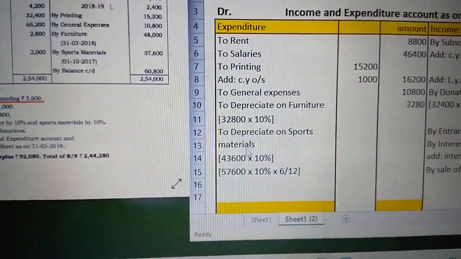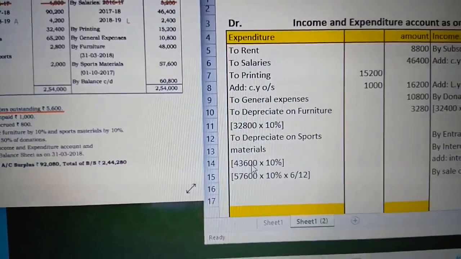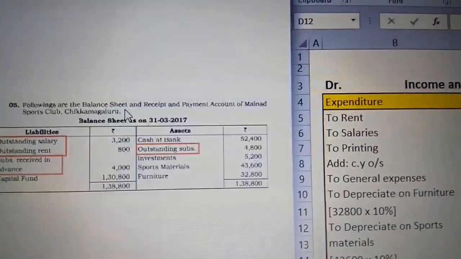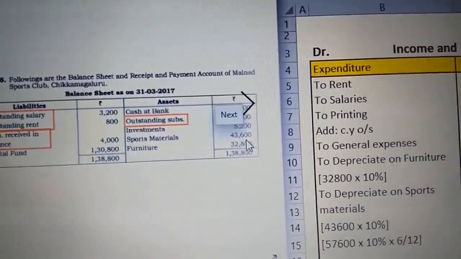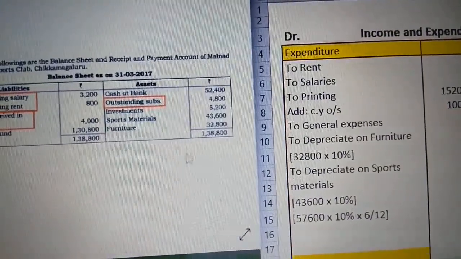Next, you have sports material, depreciation on sports material. So this is the step I have taken. Opening balance, just observe the question once. Let me show you people. Sports material opening balance is 43,600. I've taken 43,600 into 10%.